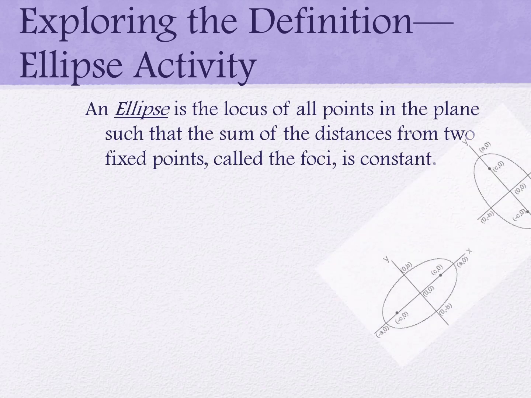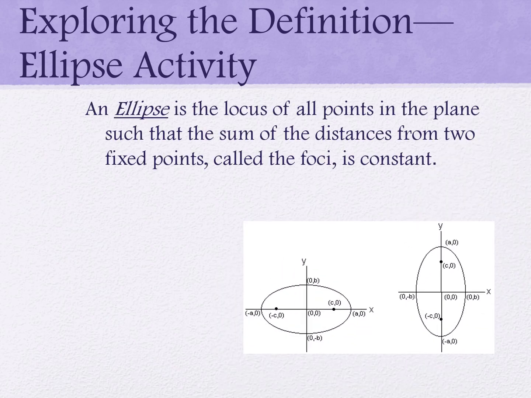So the definition of an ellipse is a little bit difficult to understand, but it says that it's the locus of all points in the plane such that the sum of distances from 2 fixed points called the foci is a constant. And we have, instead of a focus point, which we've heard of with parabolas, I think in Algebra 2, we have 2 of them here.